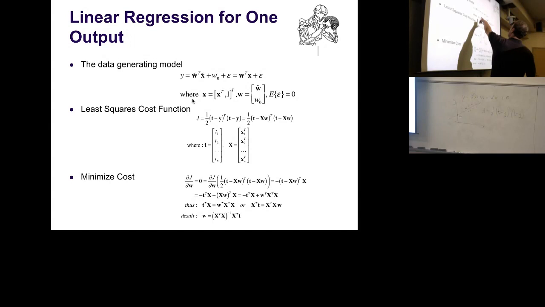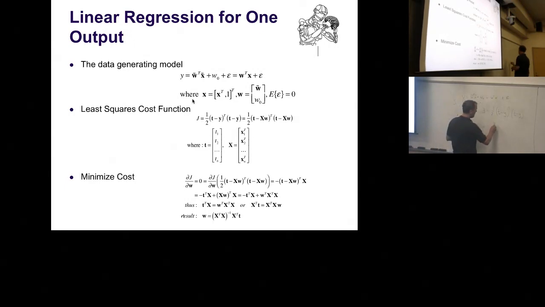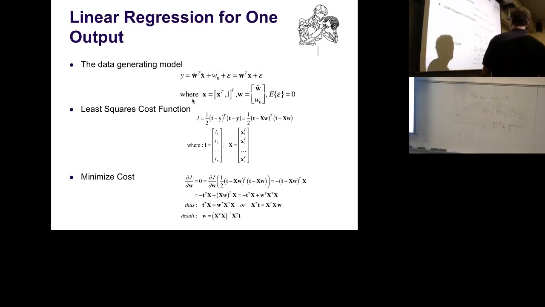Then you can basically plug in the model. So the prediction at every moment of time now is y equals X times w. This is my prediction of my model. W is what I want to find. I want to find w such that t minus y is minimal in square, in the least square sense. Okay, good.